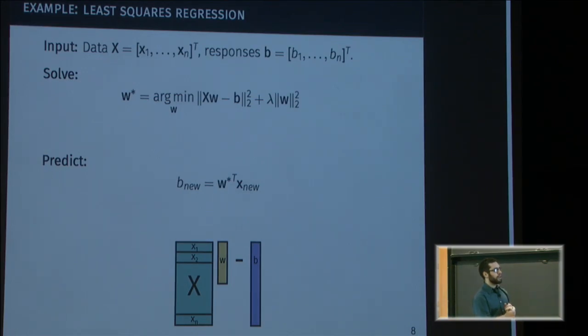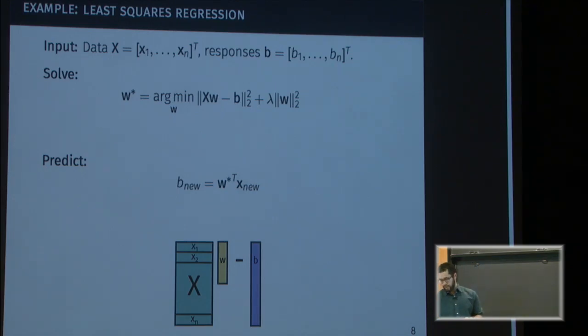So I get some new data point in now. I get my linear function, which is represented by the coefficients in w star. And now if I get in a new data point x nu, and I want to predict b nu, my function value, I do the dot product.